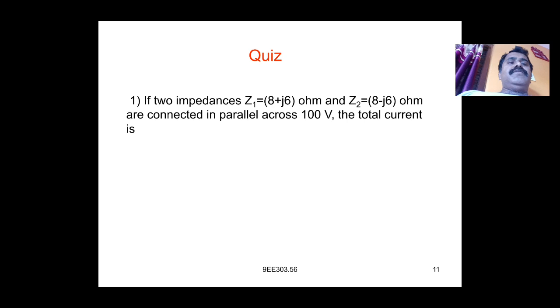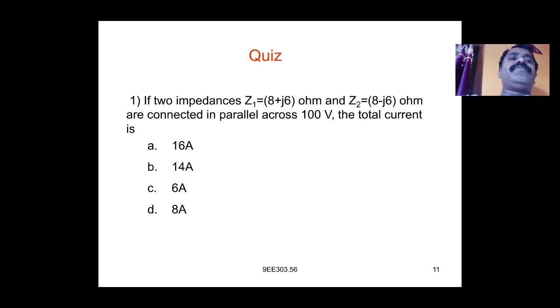Two impedances, Z1 is equal to 8 plus J6 ohms and Z2 is equal to 8 minus J6 ohms, are connected in parallel across 100 volts. The total current is: A, 6 amps; B, 14 amps; C, 6 amps; D, 8 amperes.